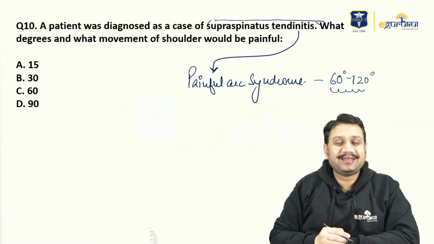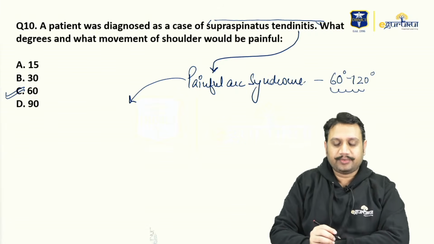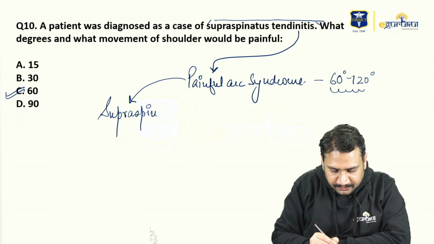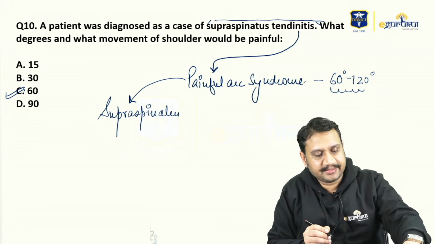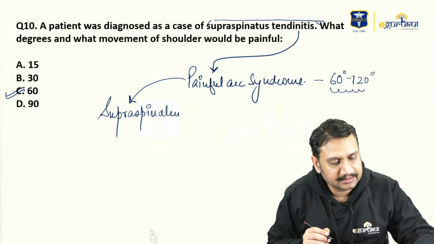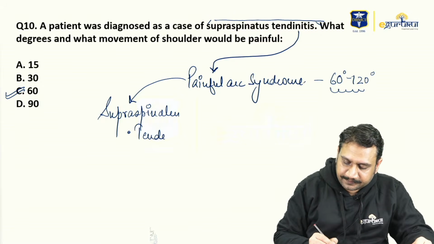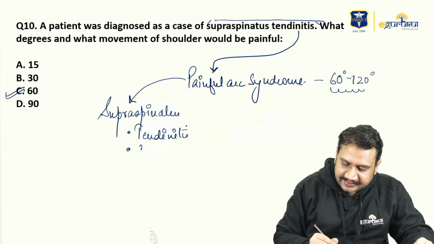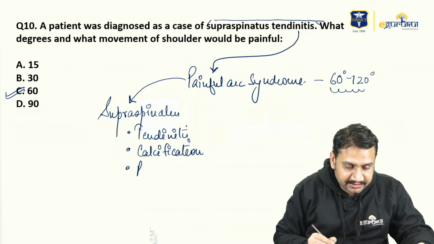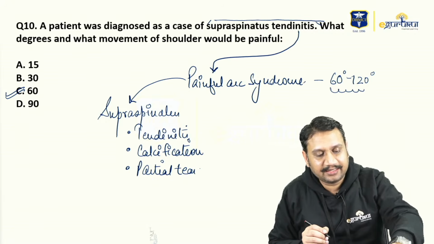And what are the primary reasons for that? The painful arc syndrome, the primary range is 60 to 120, and the most common culprit is supraspinatus. Right? What all can happen to the supraspinatus? The supraspinatus can have a tendinitis. The supraspinatus can have calcification. So tendinitis, calcification, or when there is a partial tear. So tendinitis, calcification and partial tear.